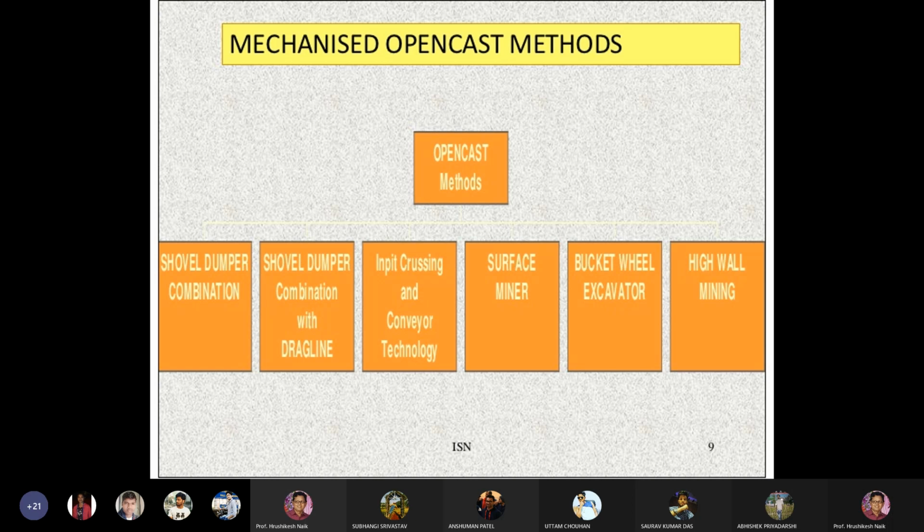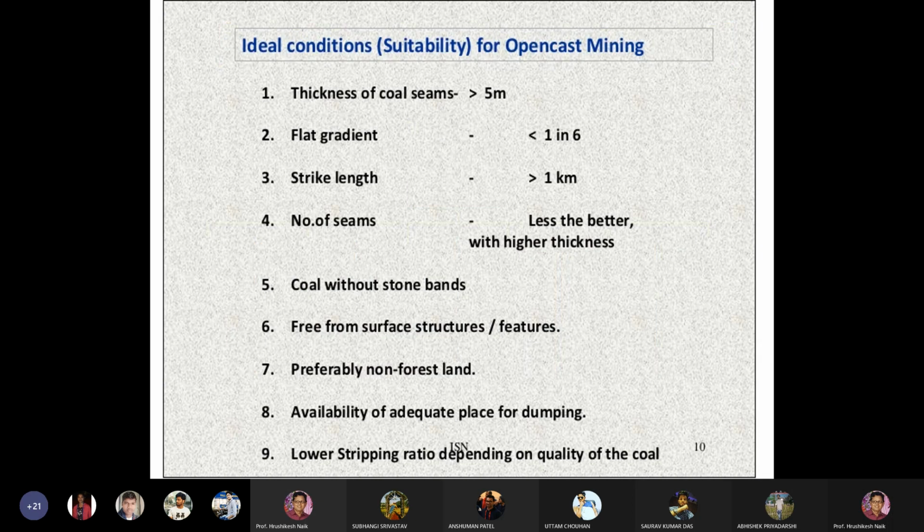So these are the different versions of open cast mining methods, mechanized open cast mining method. So what is the ideal condition for open cast mining? Where can you go for open cast mining? If the thickness of the coal seam is greater than 5 meters, then you can go for surface mining, open cast mining.